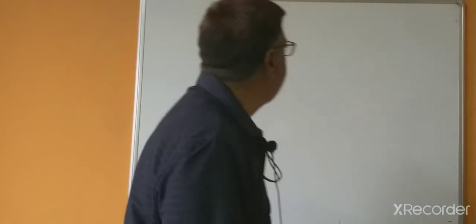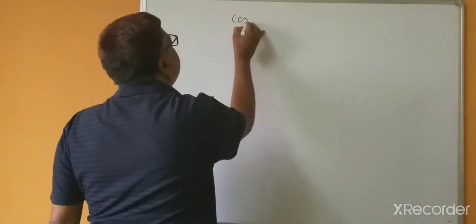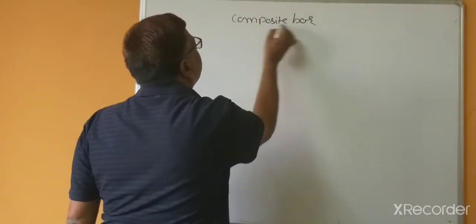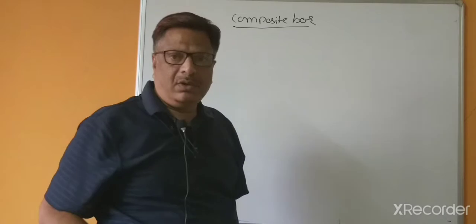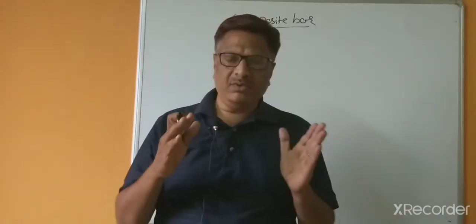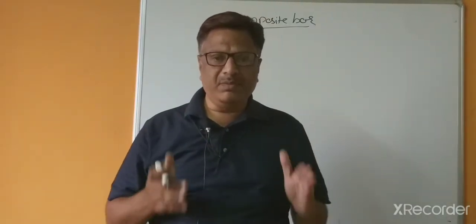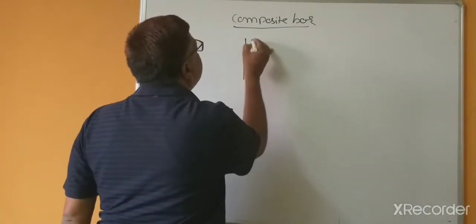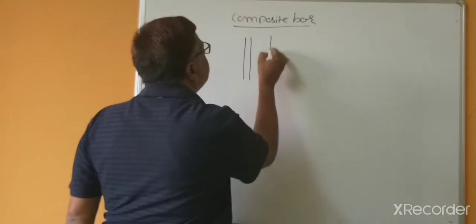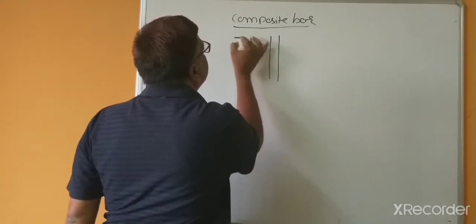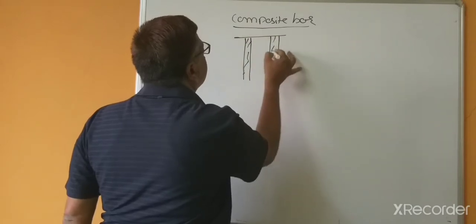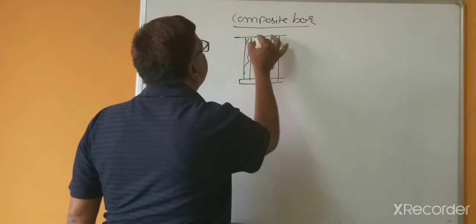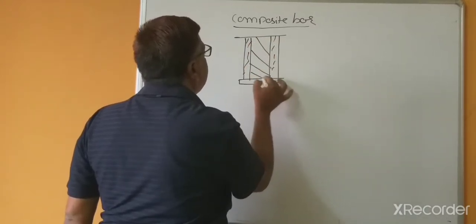The new article is the composite bar. Composite means a bar having more than one material. Such bars are called composite bars. Suppose this is a copper tube, and this end is fixed, and the inner tube is a steel tube or steel rod.